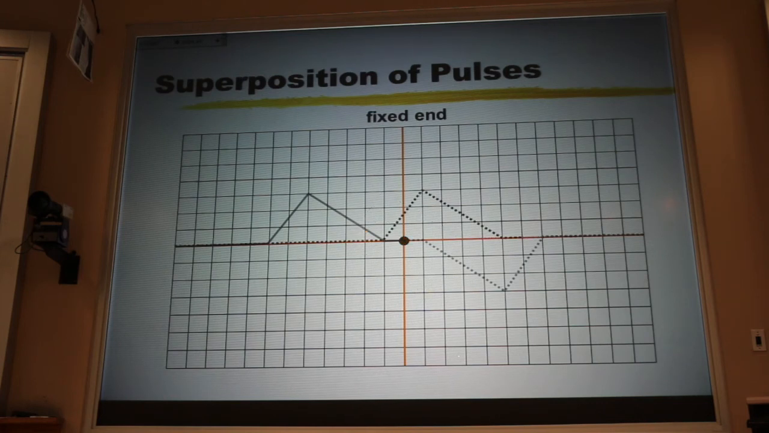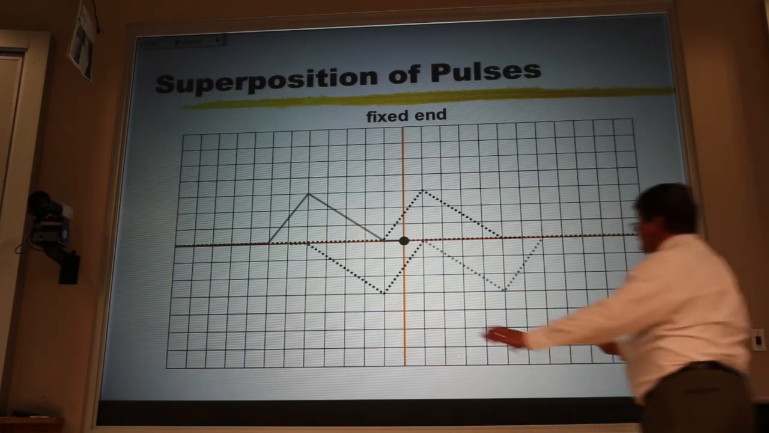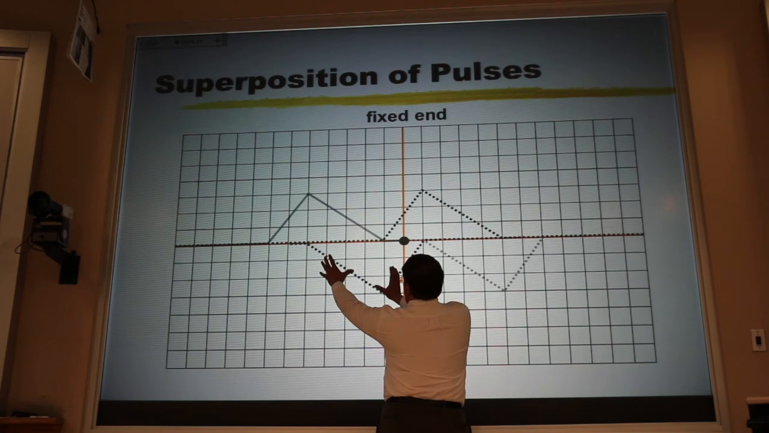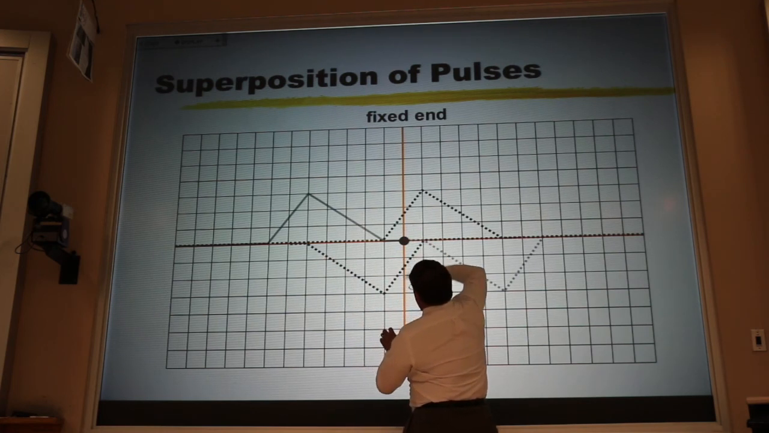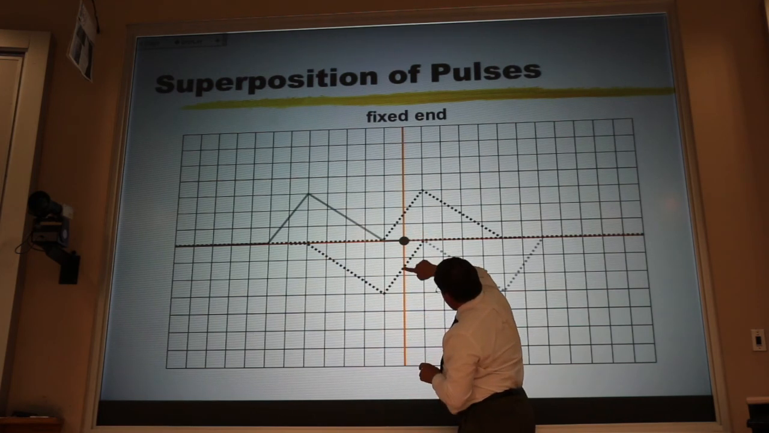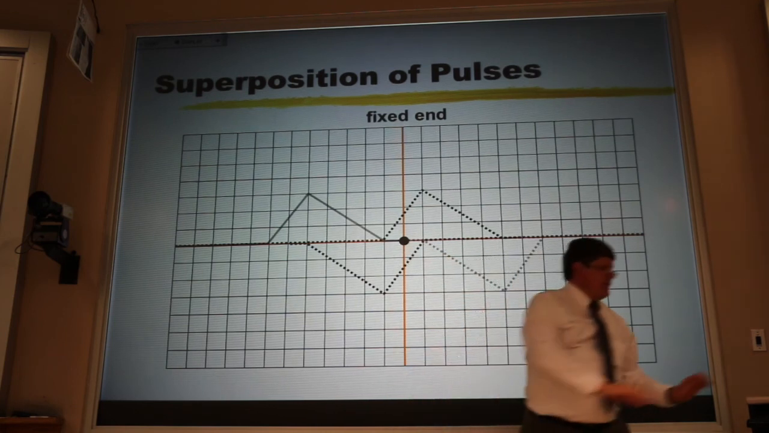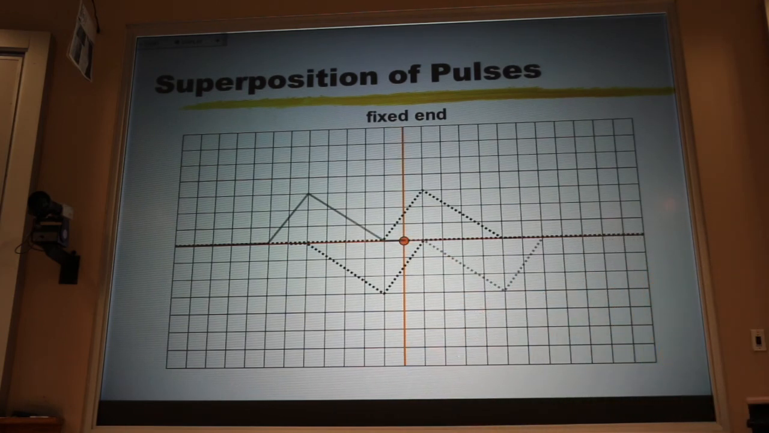I then go 6 squares to the right, 6 squares to the left, and now you see that most of it is the reflected pulse. Just a little bit of overlap here. And that's 1.5 and minus 1.5 gives me 0. And then it goes to the reflected pulse. And then a little bit later, they pass through each other, and now I only have the one pulse, the reflected pulse.